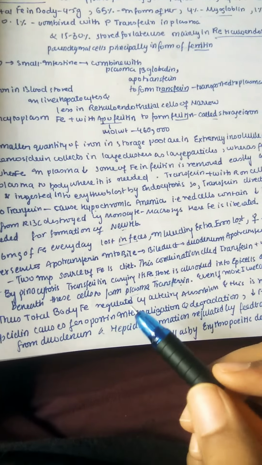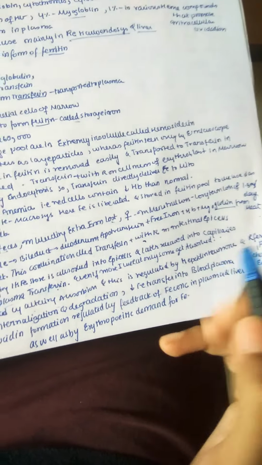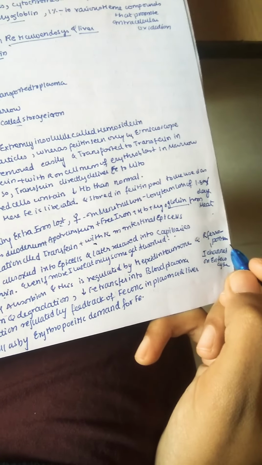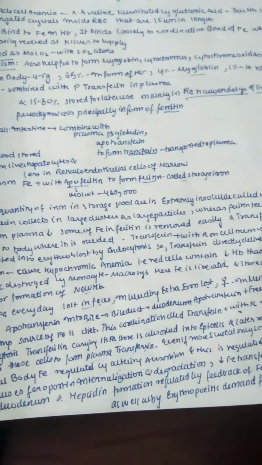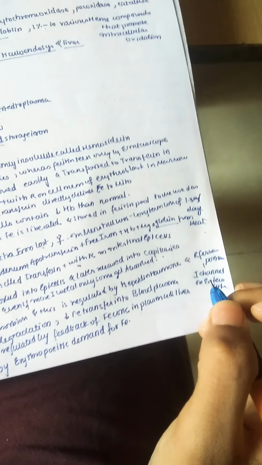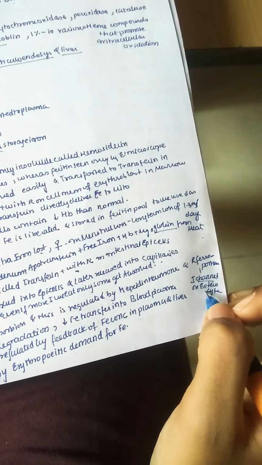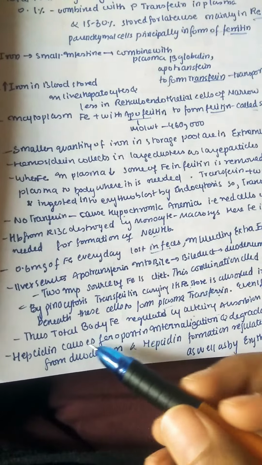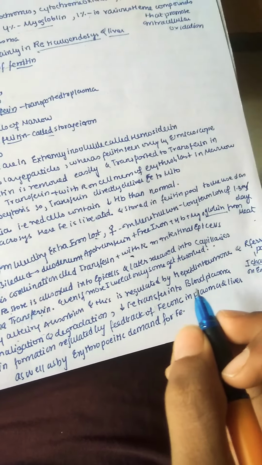So thus the total body ferrum is regulated mainly by altering absorption, and this is regulated by the hepcidin hormone and also by the ferroportin protein. So hepcidin and ferroportin protein are very important. This ferroportin is mainly a channel on the enterocyte. Next, hepcidin causes ferroportin internalization and also degradation, and a decrease in ferrum transfer into blood plasma.